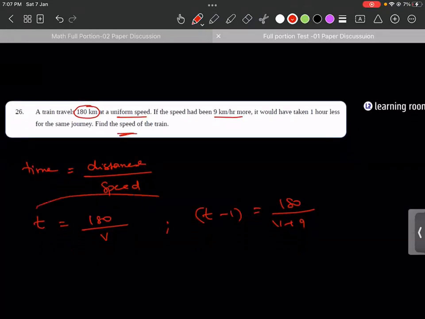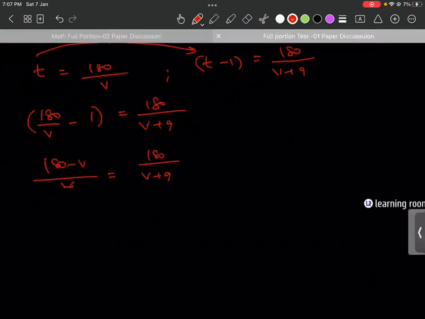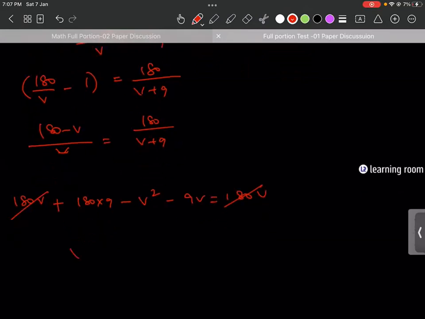So since you need the speed, take the value of t and substitute it here. 180 by v minus 1 is equal to 180 by v plus 9. So 180 minus v divided by v is equal to 180 divided by v plus 9. So cross multiply. 180v plus 180 into 9 minus v square minus 9v is equal to 180v. So cancel this and this. So you'll have v square plus 9v minus 180 into 9. So how much? What are the factors?